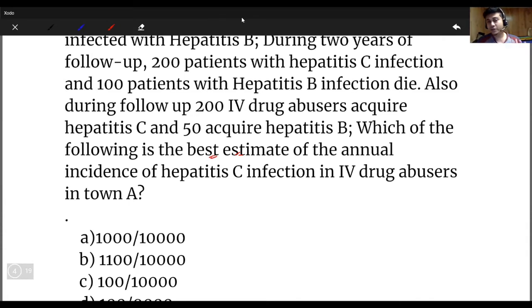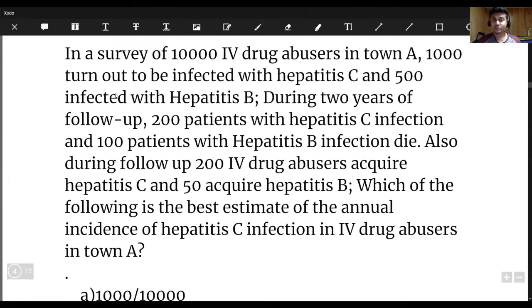If it was proper data, that means you have everything you need to calculate the thing, they won't use these two terms, best estimate. They would just directly ask what is the incidence rate. When they use this best estimate thing, you need to think there's some problem here. Okay, so let's now read the question. So you know where the question is going. It is dealing with the incidence.